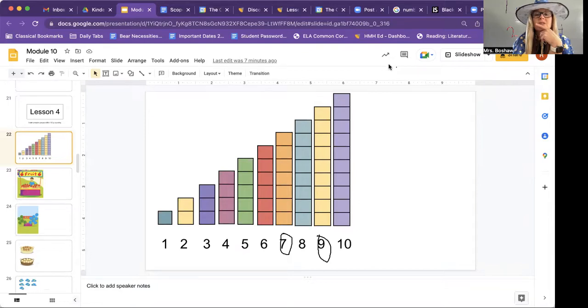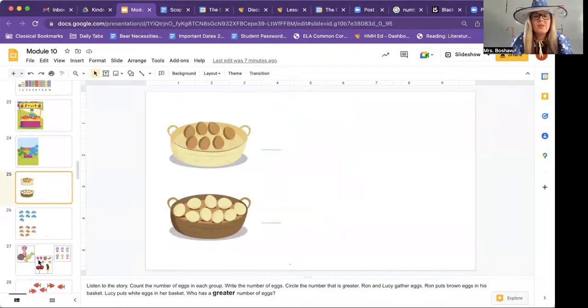When we're counting, the reason we count in order is because that's what the number represents. The number represents that many objects. So the higher we go counting, the greater the number is, because that would be the most objects that it has. All right, so who had the greater number of eggs? Lucy.